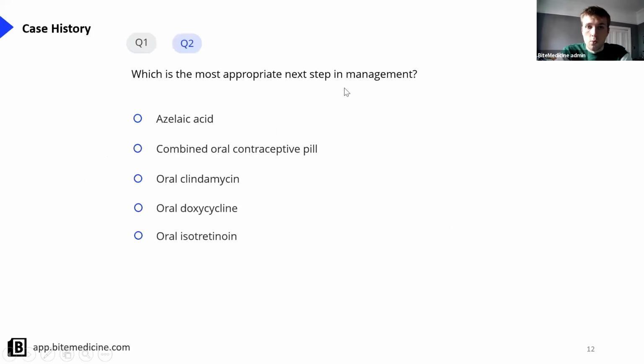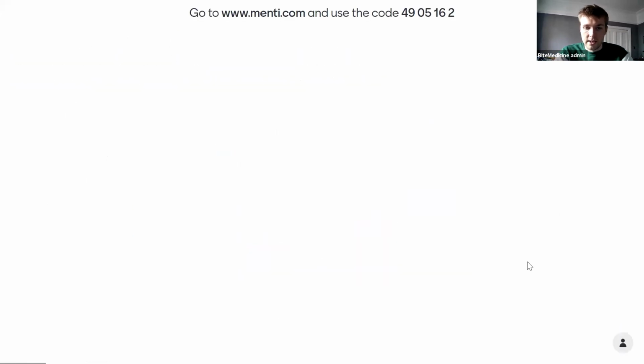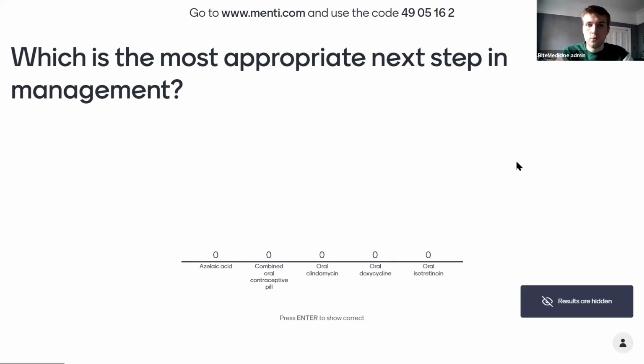The question is, which is the most appropriate next step in management? So I'm just going to tee up our mentee again. Which is the most appropriate next step for the management of this patient? We've got azelaic acid, combined oral contraceptive pill, oral clindamycin, oral doxycycline, and oral isotretinoin.